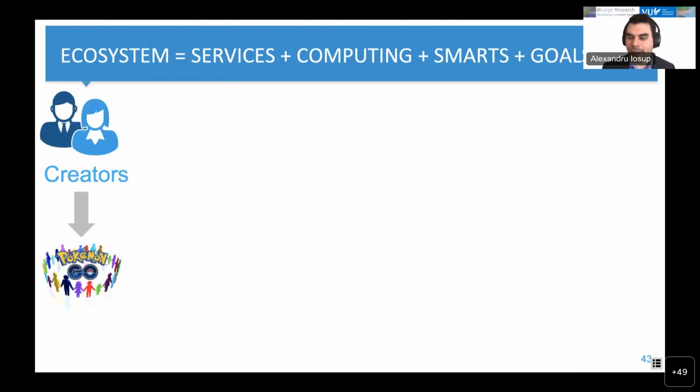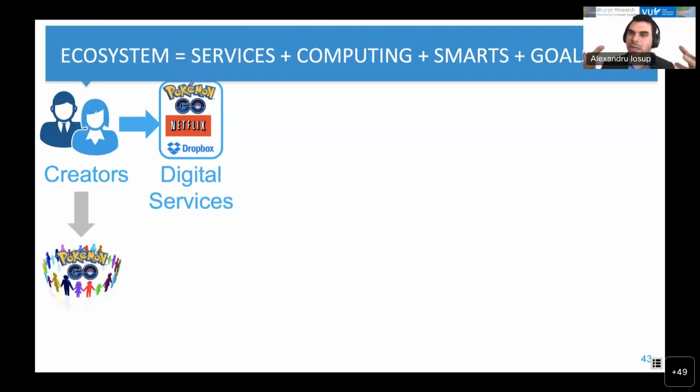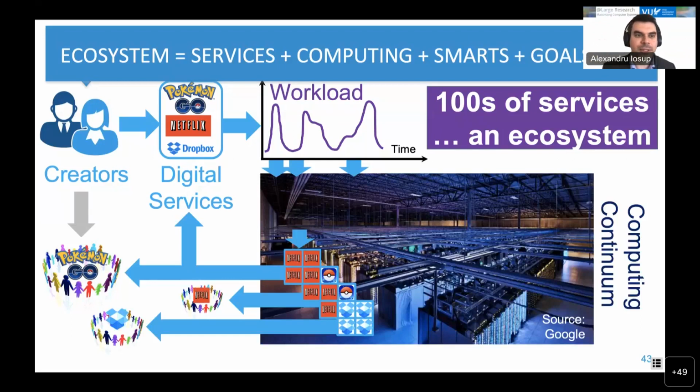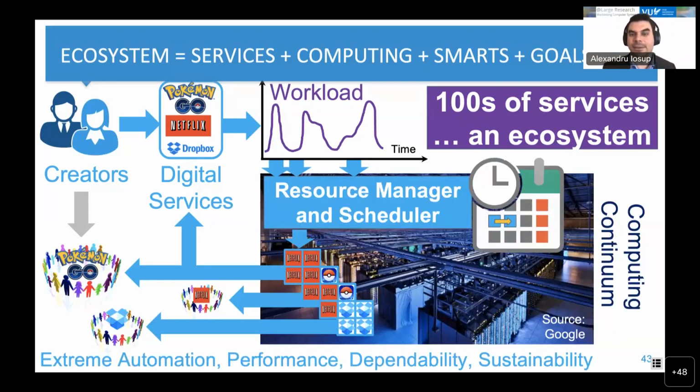How does an ecosystem really look? Well, I've mentioned that there are these digital services that basically build a graph processing workflow or something similar. They need to run on computers. On the horizontal axis, you see time. On the vertical axis is the intensity of the workload. There are peaks, there are valleys. Each of the executions actually needs to be coordinated with hundreds of other systems, forming an ecosystem. Where do these things run? Well, in rather large IT infrastructure. So typically data centers of any size. That's why it's a computing continuum from the smallest, just a few kilowatts, to the largest hyperscalers, which are in the order of gigawatts. And if everything goes right and the resource management and scheduling system powering this computing continuum works well, then we get automation, performance, dependability, sustainability, all the right properties.